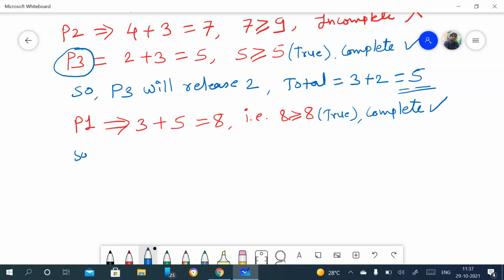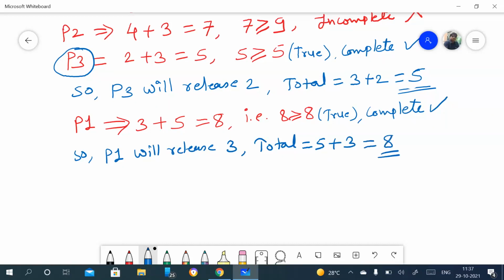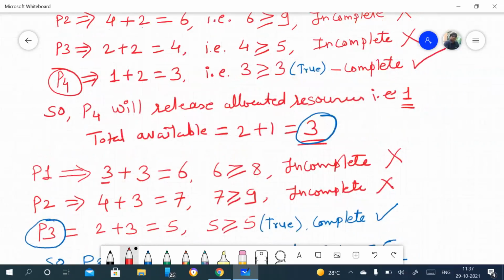So again, P1 will release how many resources? 3 resources. So total would be 5 plus 3, which is 8. So now we have 8 resources in our hand. I will go for P3, sorry, P2. So this is the last one.